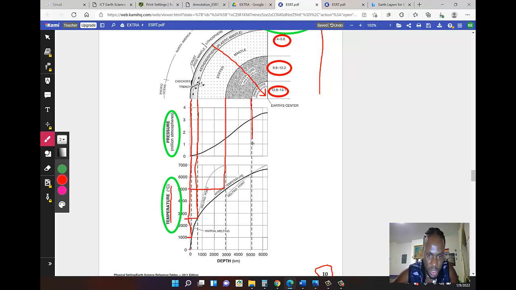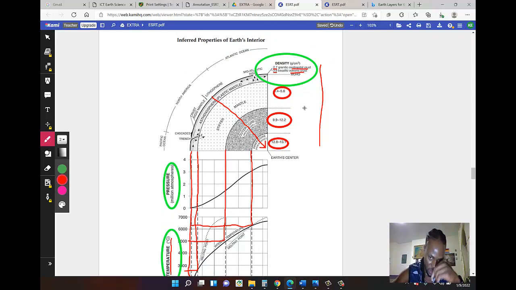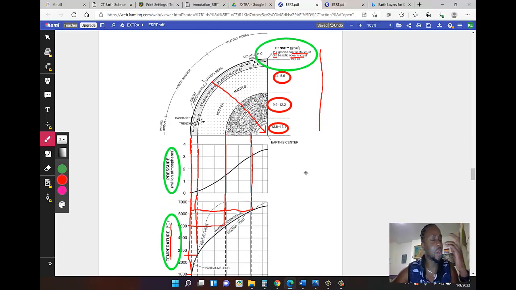So once again, as you go deeper and deeper into the Earth's core from the Earth crust, temperature is increasing, pressure is increasing, and also density is increasing. Also, don't forget your unit. All right, the unit for density is grams per cm cube. Pressure is million atmosphere.